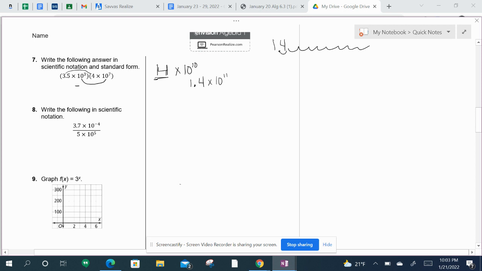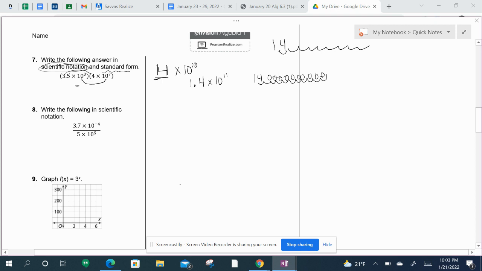Now, reading back, this says write the answer in both scientific notation and standard form. So that means I would move that decimal point 1, 2, 3, 4, 5, 6, 7, 8, 9, 10, 11, and fill all those empty spots with zeros.